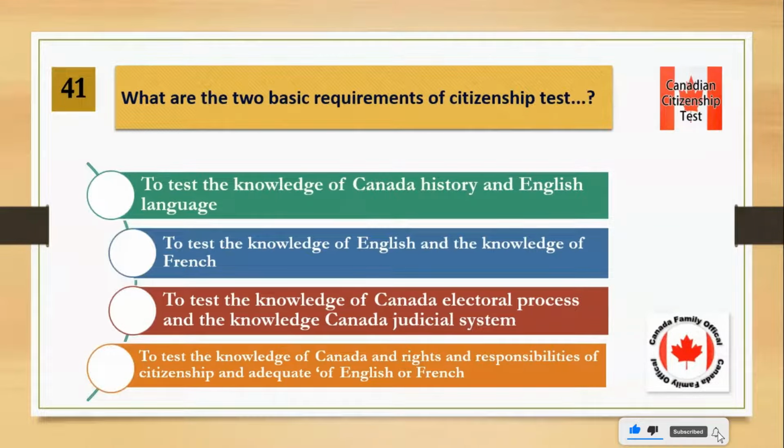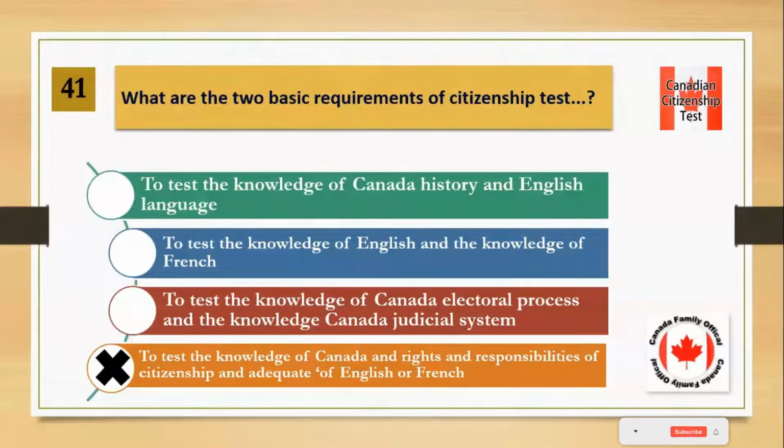What are the 2 basic requirements of the Citizenship Test? Number 1, to test the knowledge of Canada history and English language. Number 2, to test the knowledge of English and the knowledge of French. Number 3, to test the knowledge of Canada electoral process and the knowledge of Canada judicial system. Number 4, to test the knowledge of Canada and rights and responsibilities of citizenship and adequate English or French. And the answer is to test the knowledge of Canada and rights and responsibilities of citizenship and adequate English or French.